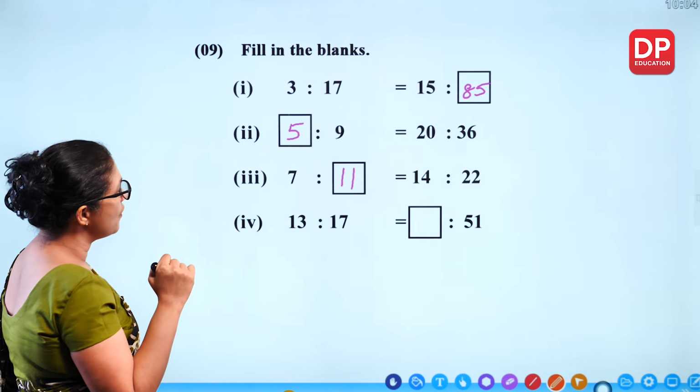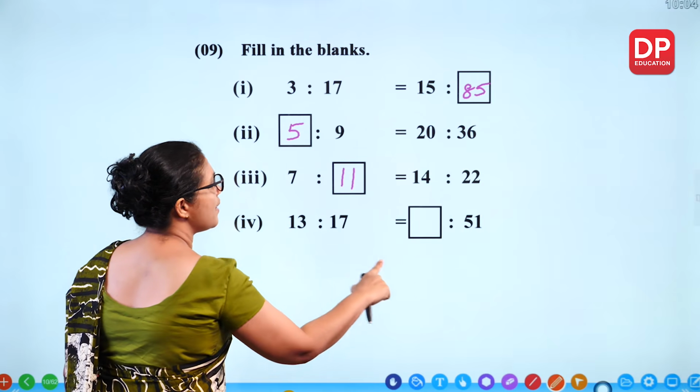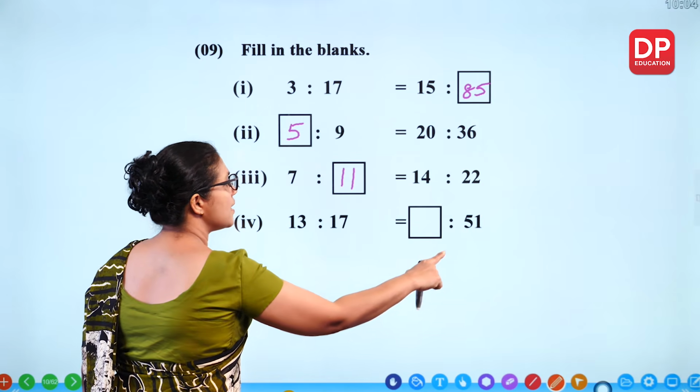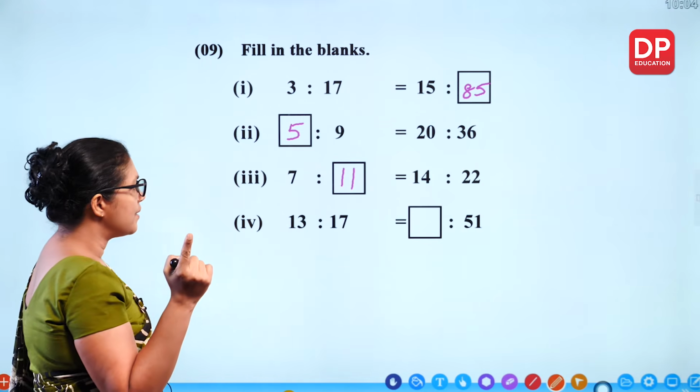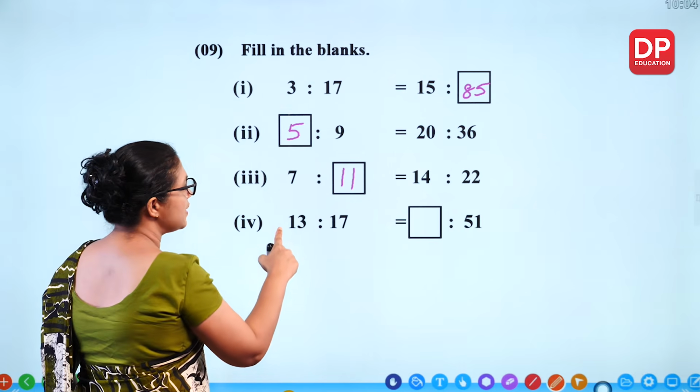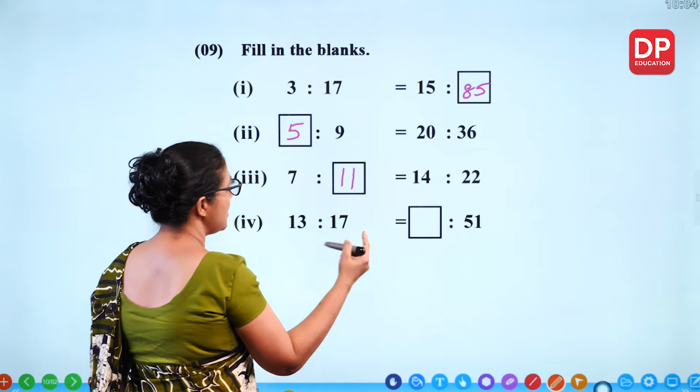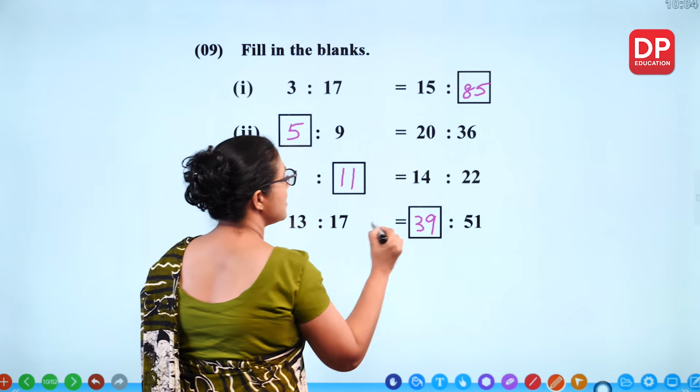This one, how can we figure out? Here to here, what's the number? Multiply by 3. So multiply by 3, 13, you get 39.